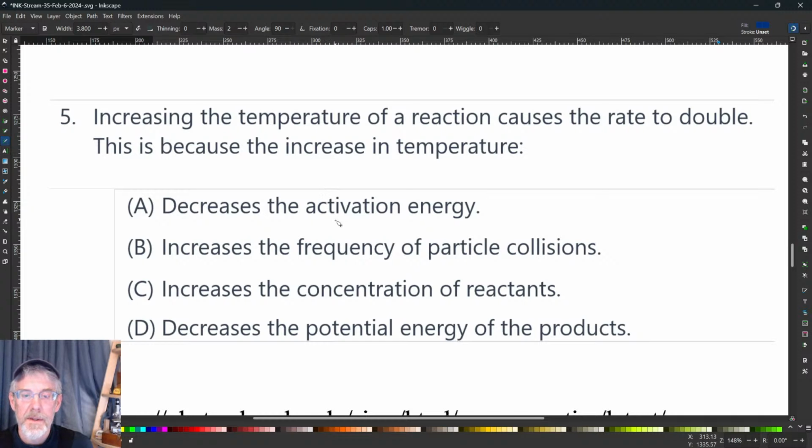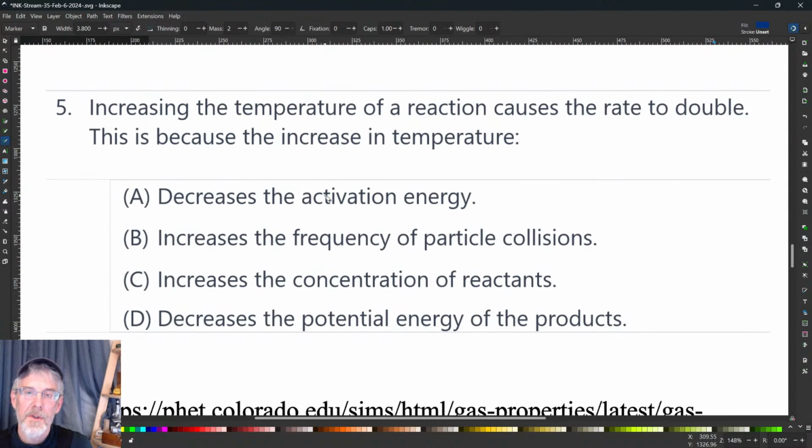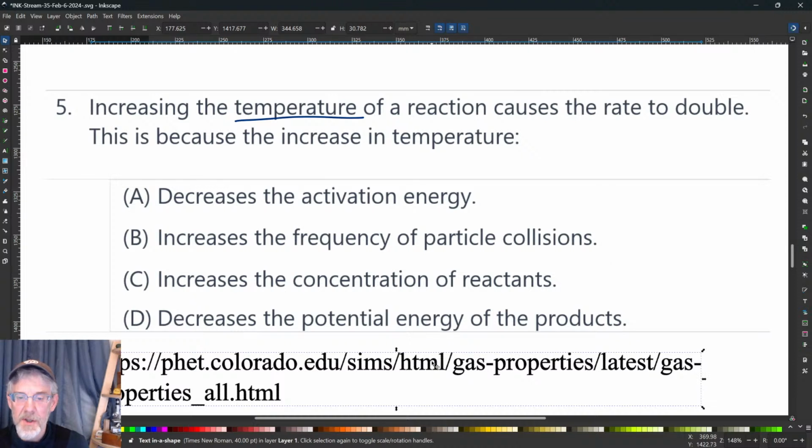Take a look at this one, some kinetic molecular theory here. These are kind of conceptual problems, and they like to put these conceptual problems where something is doubling and so on. All right. Hello, Herzifa. So we're increasing the temperature.